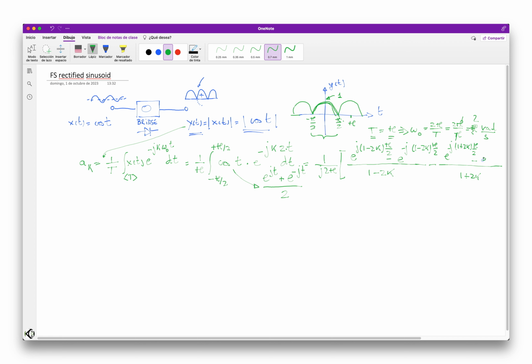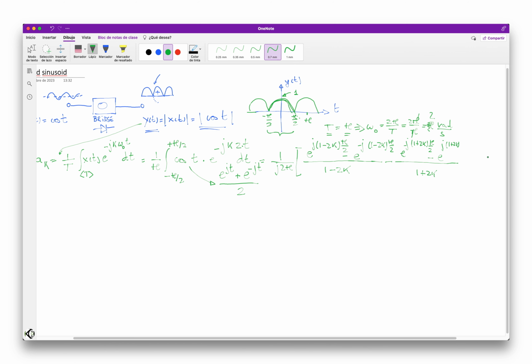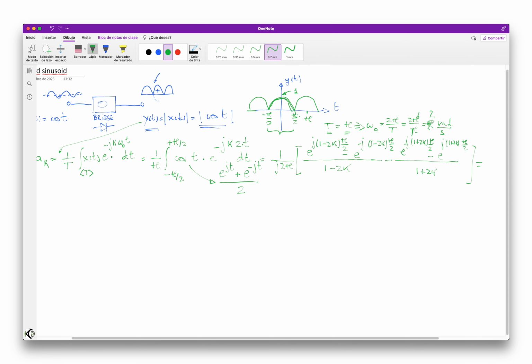minus exponential of j (1 plus 2k) π divided by 2. Let me go a bit to the paper here. Here we go. Okay, so I haven't done this in detail, but this is an immediate integral, and this is applying Barrow's rule with the two limits, up and down. This is what you get.